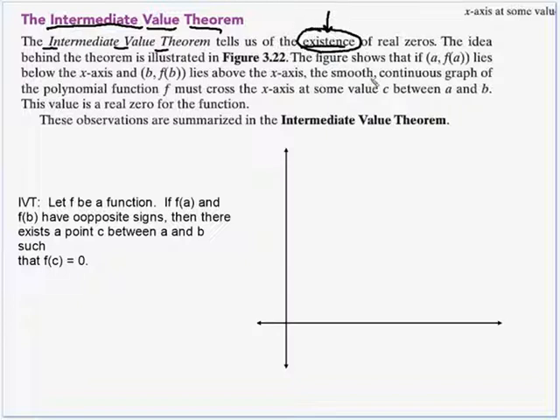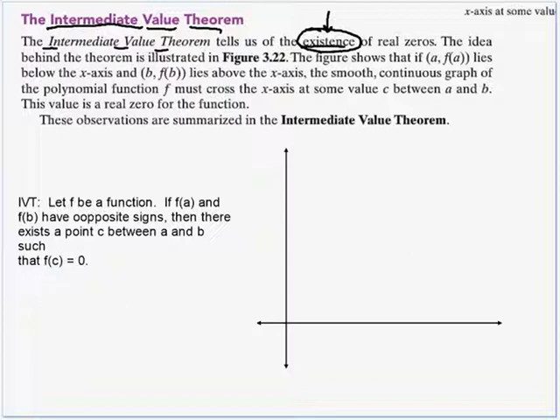You see quite a few existence theorems in calculus. The idea behind the theorem we're going to illustrate here as we go along. So here is the intermediate value theorem. Copy this down in your notes. I left you a little space there to the left of your empty graph. And the IVT states, let f be a function. If f of a and f of b have opposite signs, then there exists a point c between a and b such that f of c is equal to 0.